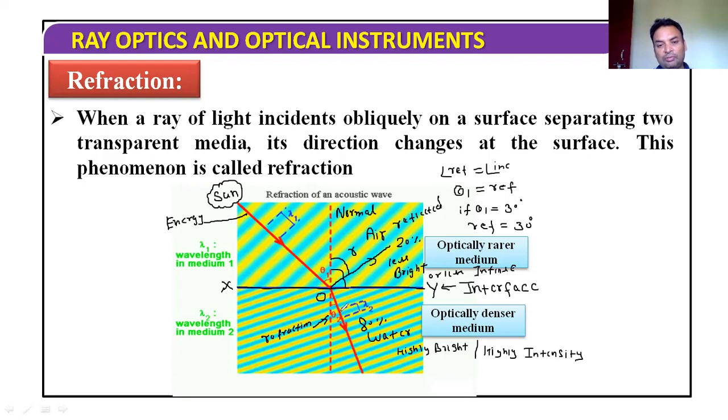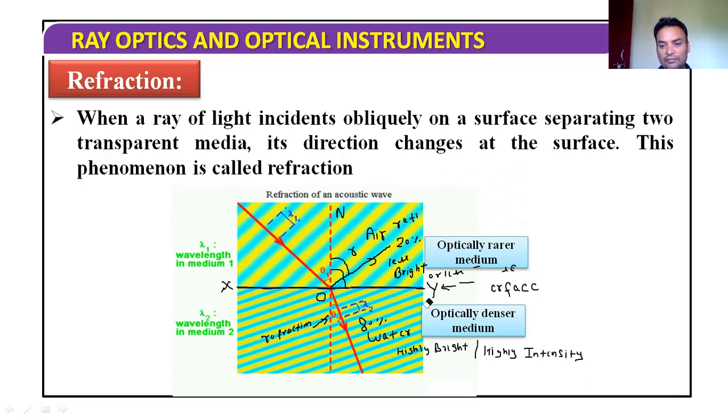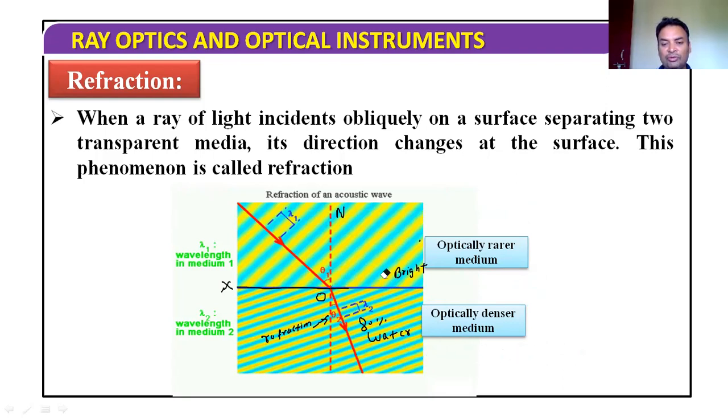So this was part of my yesterday's lecture. And one more thing which I discussed in my yesterday's lecture was the wavelength. From this animation, you can see how the wavelength of incident light changes when it changes the medium.